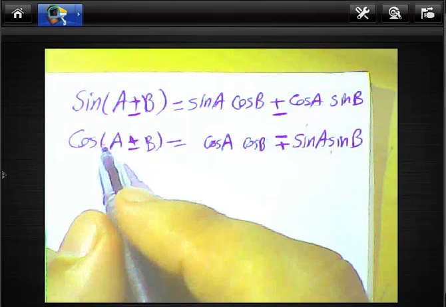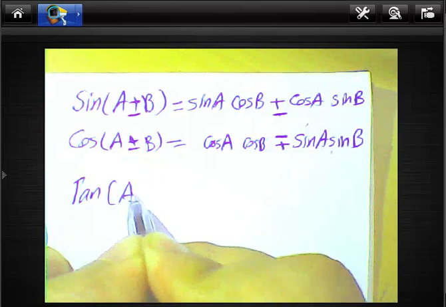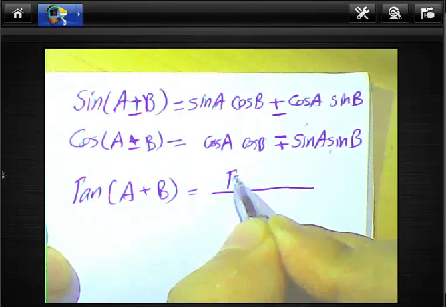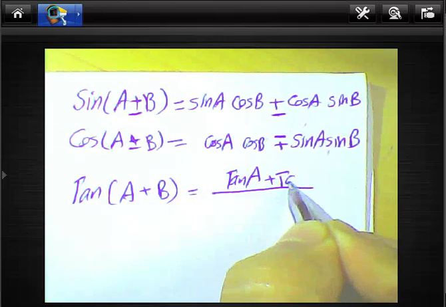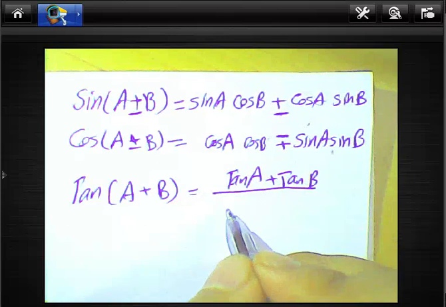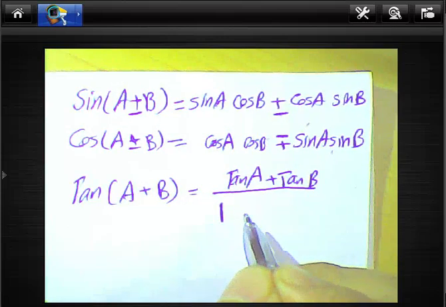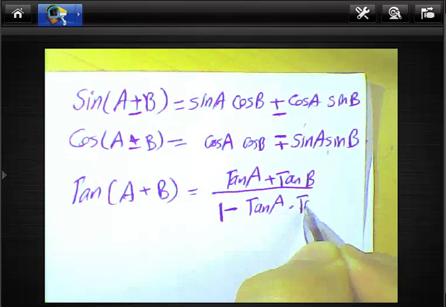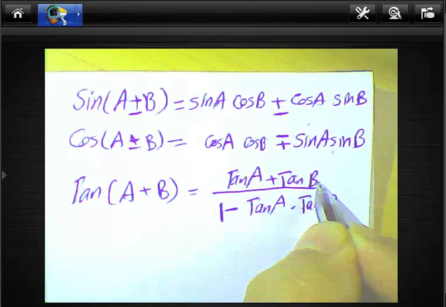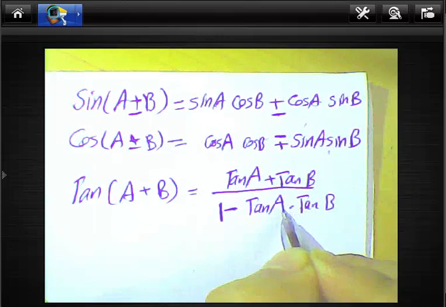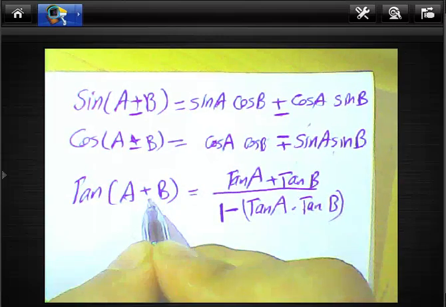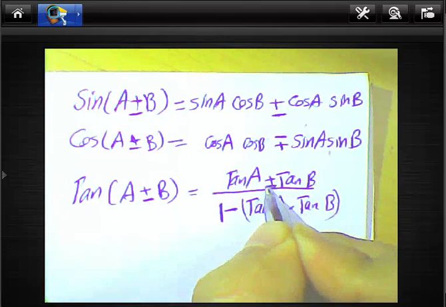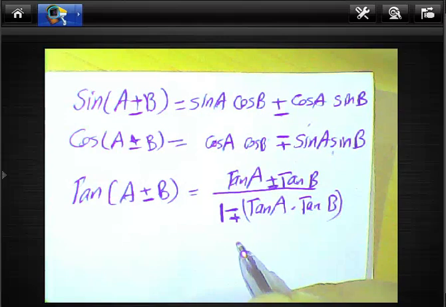And what about tan A plus B? You can write tan A plus tan B over 1 subtract tan A multiplied by tan B. Tan A plus tan B over 1 subtract tan A multiplied by tan B. What about the sign? It was negative, so we must write here negative and write it here positive.